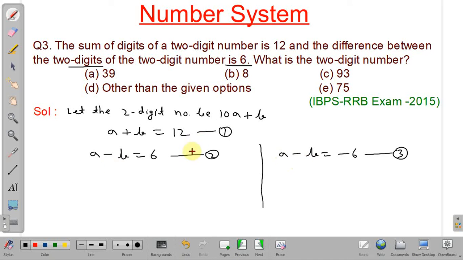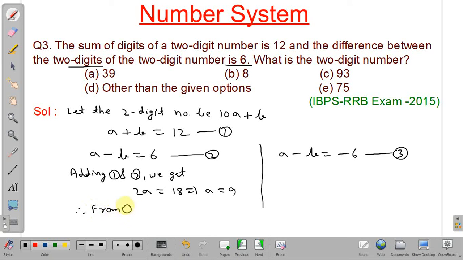Okay. So first we will solve equation 1 and 2. So adding 1 and 2, we get twice of A equal to 18, or we can say A equal to 9. Substituting this value of A in either 1 or 2, we will get value of B. Therefore, from equation 1, B equal to 12 minus 9, that is equal to 3.